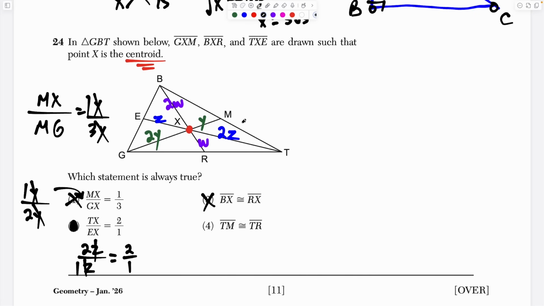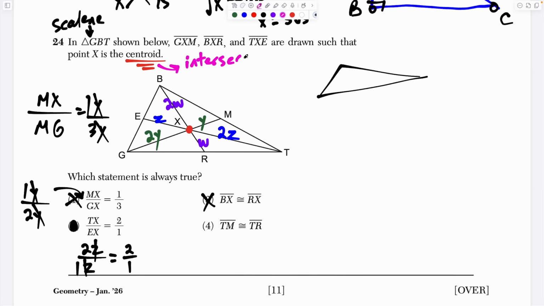And then we have TM is congruent to TR. Now, it looks like that's the case here, the way they drew this, but that wouldn't always be true. Let's say this triangle here is a scalene triangle. That would mean all three sides are different, and if all three sides are different, then these segments would not be the same. The reason behind this is that the centroid is the intersection of all three medians.